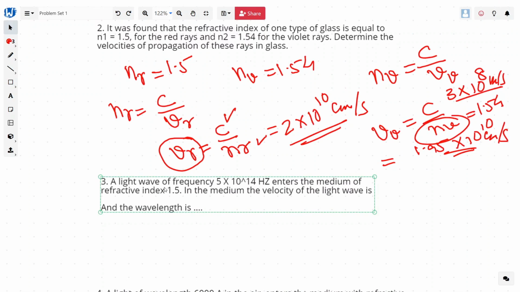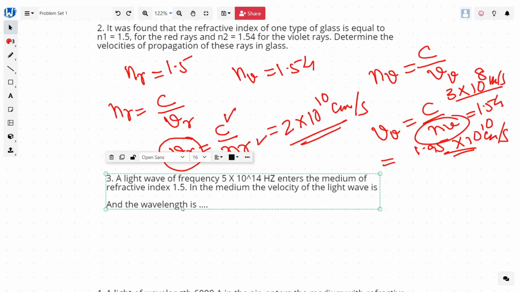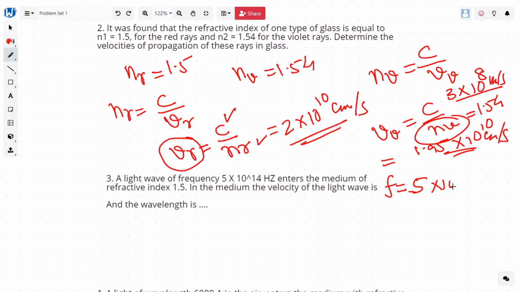So this is our problem number 3. A light wave of frequency 5 into 10 to the power 14 Hz enters the medium of refractive index 1.5. In that medium, the velocity of light wave is what and the wavelength is what, right? So we know frequency here is given, 5 into 10 to the power 14 Hz. This is the unit we want. Medium of refractive index 1.5, so n is equal to 1.5.